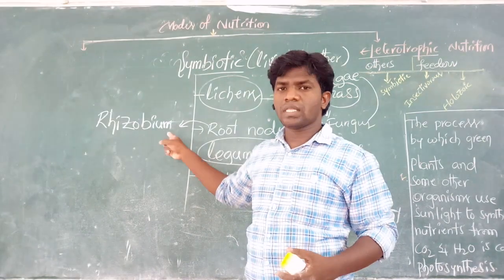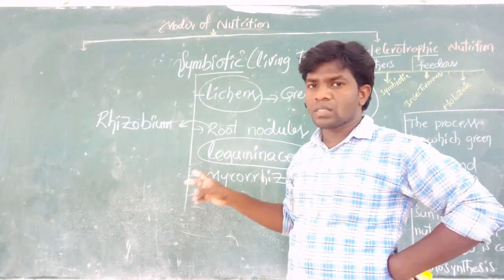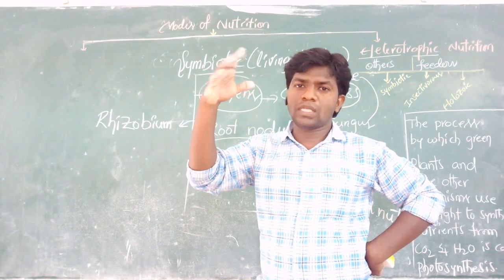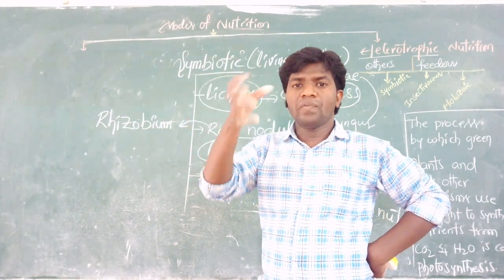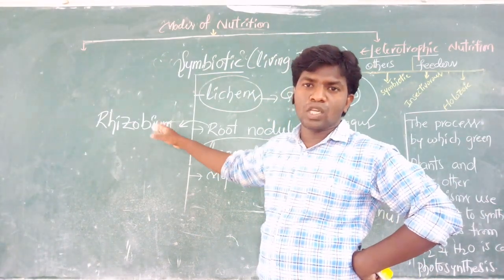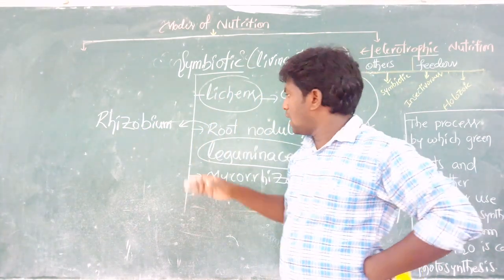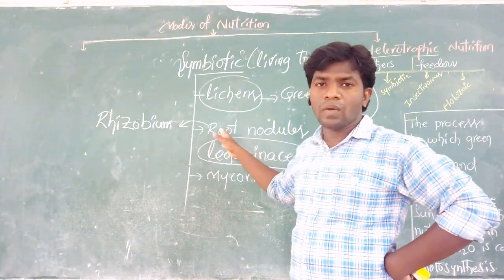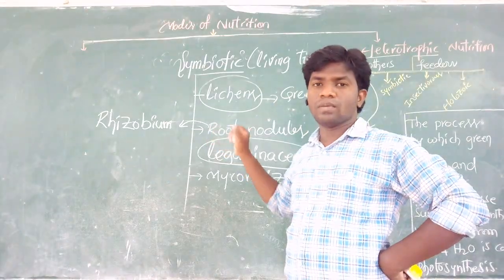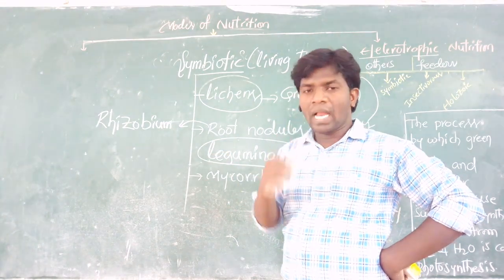So what is the role of this Rhizobium bacteria? This Rhizobium bacteria, depending on the root nodules, traps the nitrogen from the atmosphere and fixes it into the soil where the groundnut plants are growing. So the nitrogen fixation is done by Rhizobium bacteria. Plants need nitrogen to grow, so by using nitrogen, the plants will grow properly.